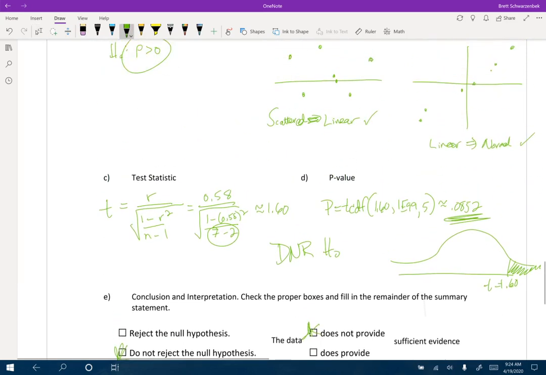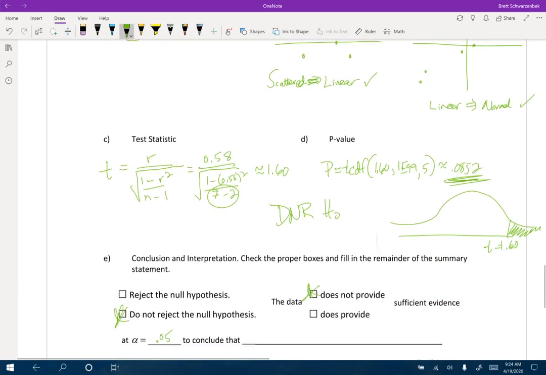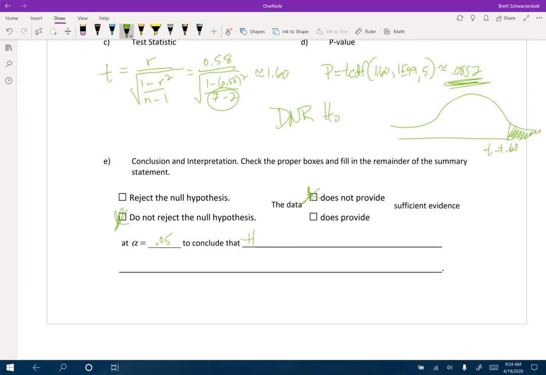And what do we do? We just restate the alternative hypothesis, which says that there is a positive linear correlation between graduation rate, and instead of writing it out, we'll just abbreviate it here, and university expenditures. Obviously, it's more specific than that, but let's just be brief here.